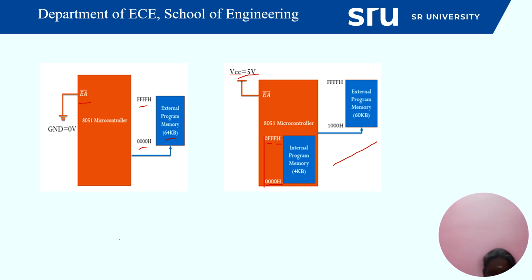So internal it is fixed, 0000 to 0FFFH, and since we need to avoid the coincidence of these addresses in both internal and external, we are starting from 1000H up to FFFFH. The next address is 1 0 0 0, and so on, finally the ending address is FFFFH, as we have seen in this diagram.